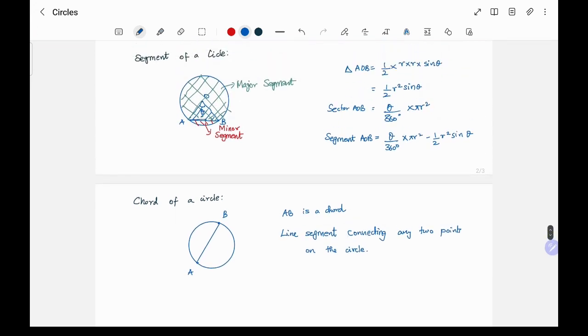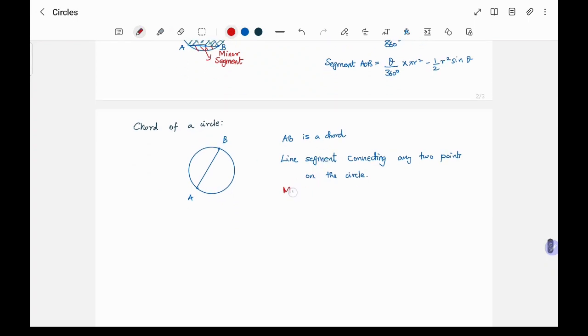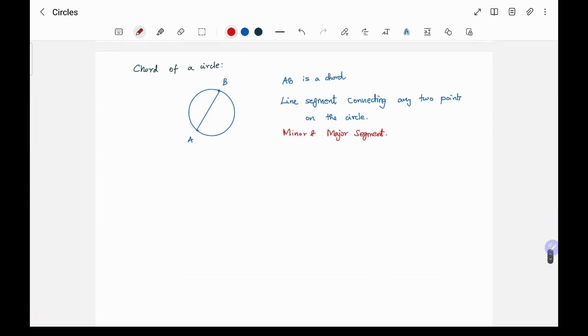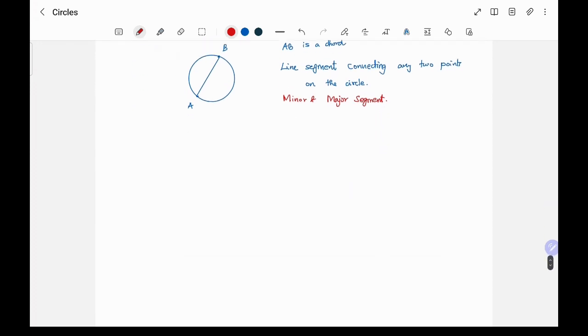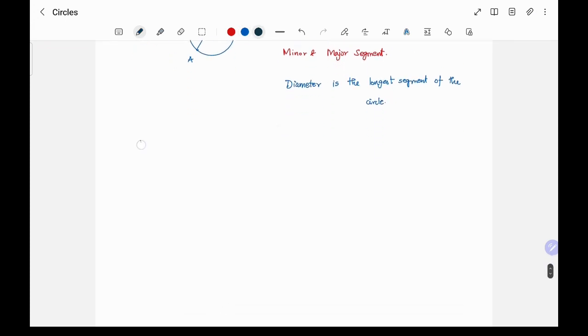So if you see this definition and this definition, we can say the chord divides the circle into two, minor and major segment. Correct? So we can also define segment using chord. Okay. And also the diameter is the longest chord of the circle. Okay. Then we'll see some general properties.